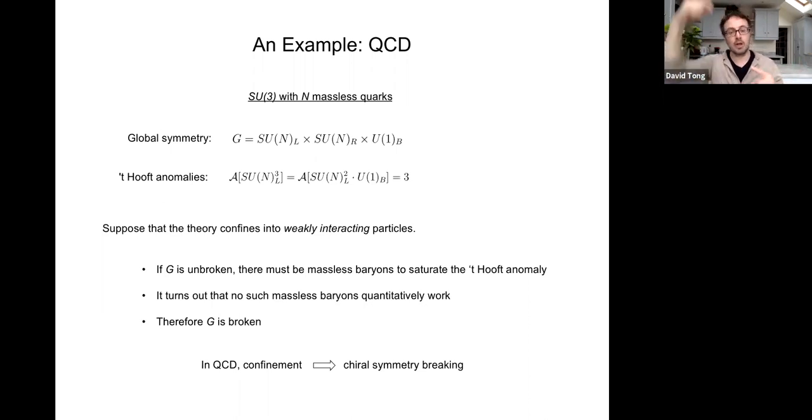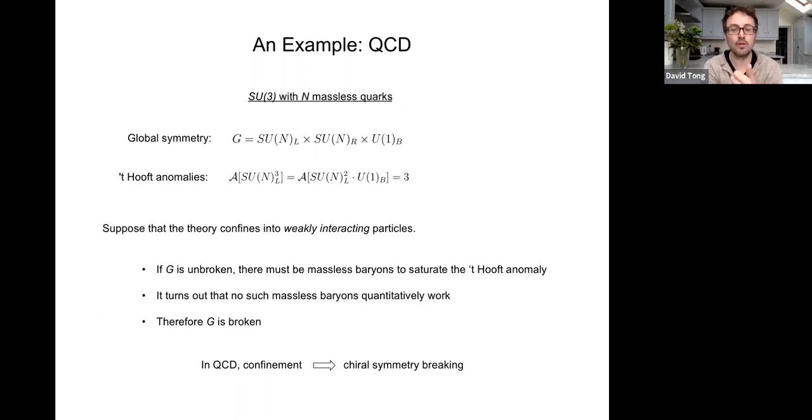So you can compute the 't Hooft anomalies for each of these symmetries. You just put global currents on a triangle diagram and sum over the fermions running in loops. It's basically a group theoretic exercise to compute the 't Hooft anomaly. And you find that there's two that are non-vanishing. There's the 't Hooft anomaly for just the SU(N) left cubed, and there's a 't Hooft anomaly for an SU(N) left squared and a U(1) vector. Both of those 't Hooft anomalies, when you evaluate them, are equal to the number of colors. It's not 0. That means that these 't Hooft anomalies have to be replicated in the infrared.